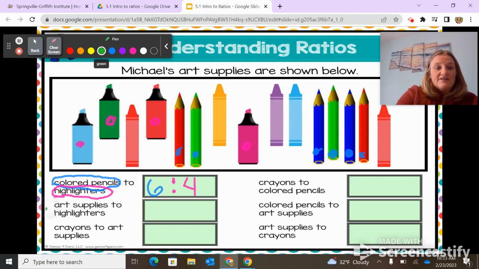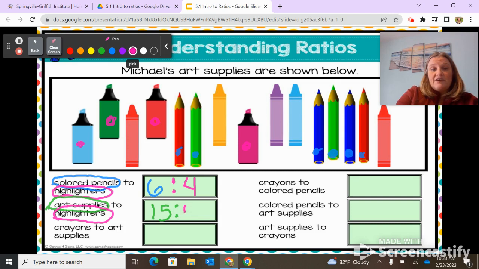So here I have art supplies. So for that I'm going to say green. Art supplies are all of them, right? So we have 1, 2, 3, 4, 5, 6, 7, 8, 9, 10, 11, 12, 13, 14, 15 total art supplies. Now we have highlighters again. So I'm going to use the same color, my pink, and I see that there are 4 highlighters. This would be an example of a whole to part or part to whole. Okay, so we have 15 to 4.